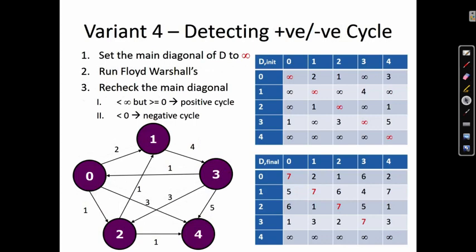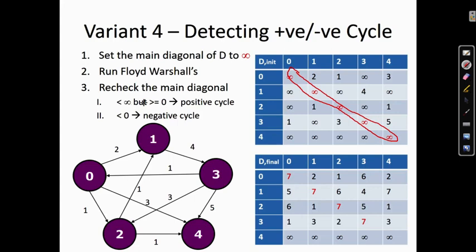Last variant, detecting positive and negative cycles in a graph. You can use Floyd-Warshall to detect positive or negative cycles. So how do you do this? For this one, it's basically just using your standard APSP for Floyd-Warshall, but the only difference is this: set the main diagonal to infinity instead of 0. Everything else is exactly the same initialization as for APSP. After that you run Floyd-Warshall, and then you just recheck the main diagonal.